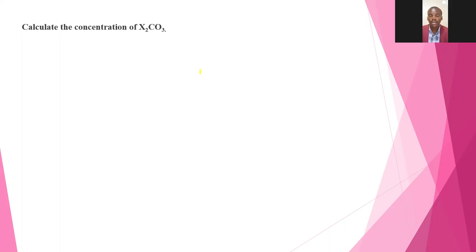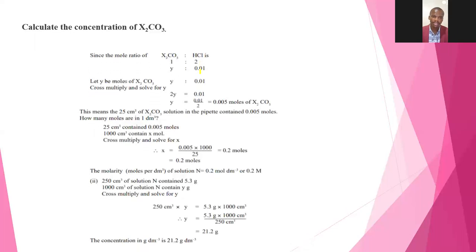Calculate the concentration of X carbonate. Use the stoichiometric equation to get the moles, because the concentration is given by moles times 1,000 over the volume used. And the volume used, we knew that the volume that was used here was 25. That is what we pipetted. Now get the moles using the mole ratio. So you have to write that equation that we wrote earlier, which will help us get the moles of the X carbonate.